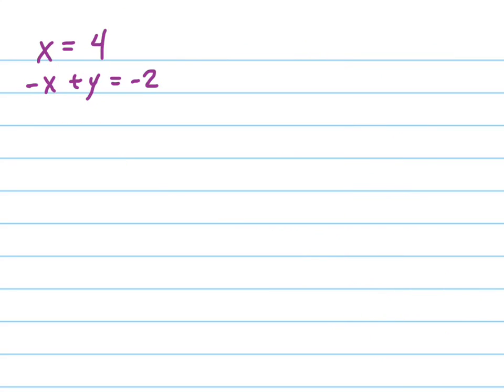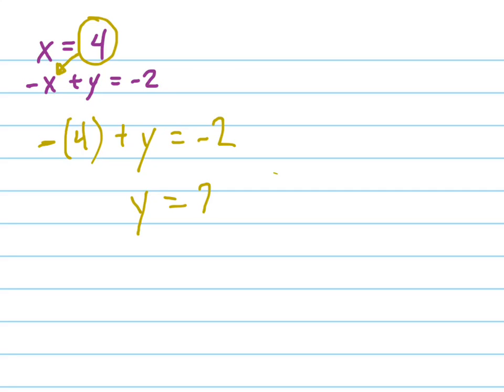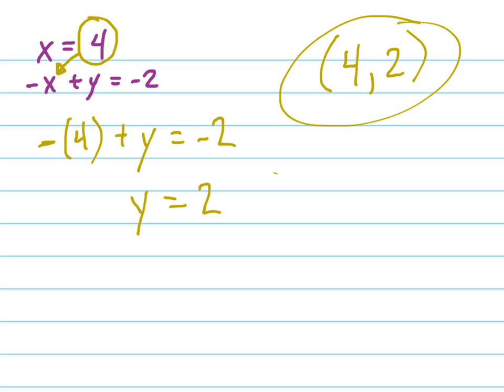Last one. Notice again, this is easy because I already have it solved for x, so I'm going to plug that in anywhere I see x. Got to be careful. Make sure you put that negative sign in front. I always, like I said, use parentheses when I'm plugging in. Plus y equals negative 2. Now I solve this equation for y by adding 4 to both sides. Negative 2 plus 4 is positive 2. So y is positive 2. What was x already? X was already 4. There's your answer.